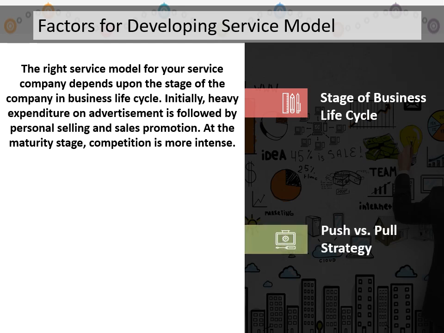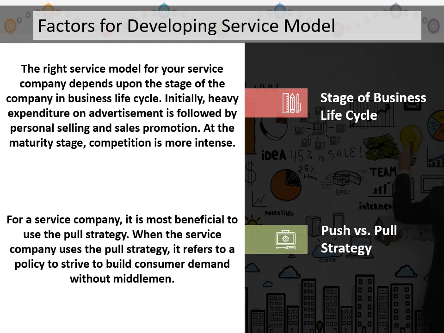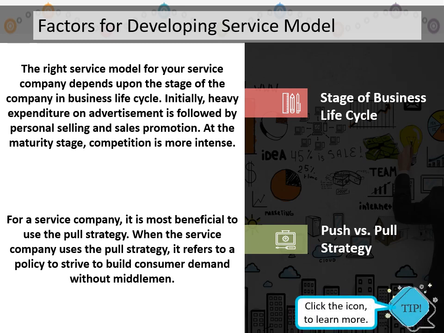Push versus pull strategy. For a service company, it is most beneficial to use the pull strategy. When the service company uses the pull strategy, it refers to a policy to strive to build consumer demand without middlemen.